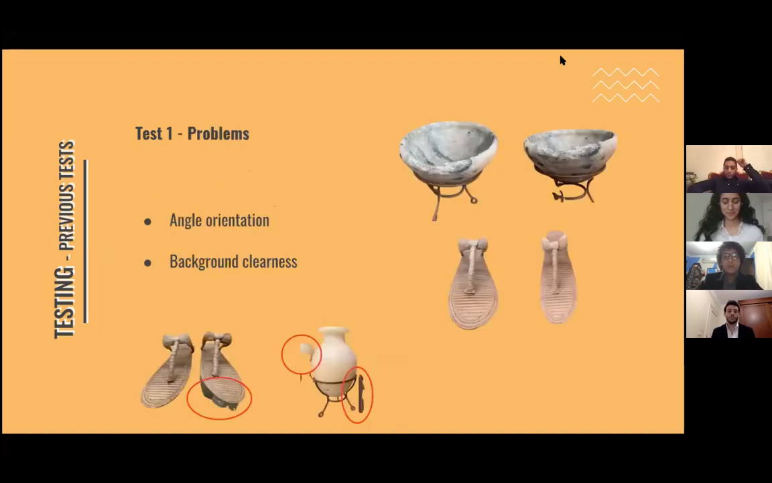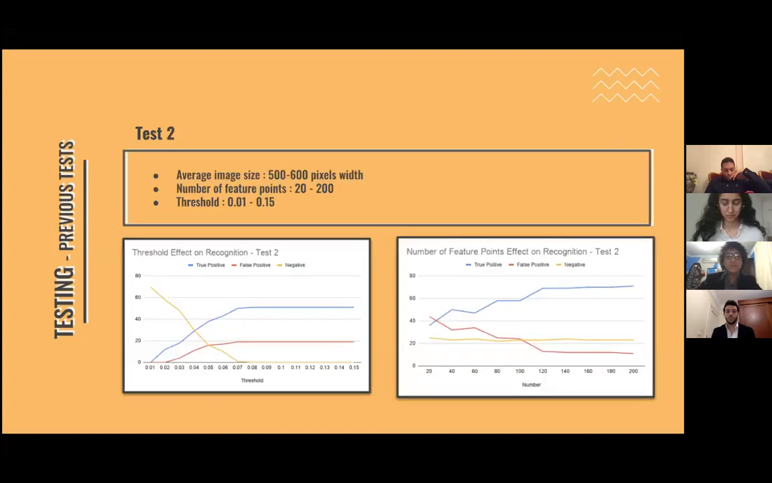In the first two examples, images were taken from different angles on the vertical axis, which seemed to negatively affect the recognition process. And as shown in the two samples below, some images had unclear backgrounds, which also affected the recognition of features. So we decided to hold another test to avoid these problems, this time with horizontal angle variation, the same range of feature points, but a wider range of threshold points from 1% to 15%. As we can see from the graphs, images with better angle orientation affected the recognition rates positively.